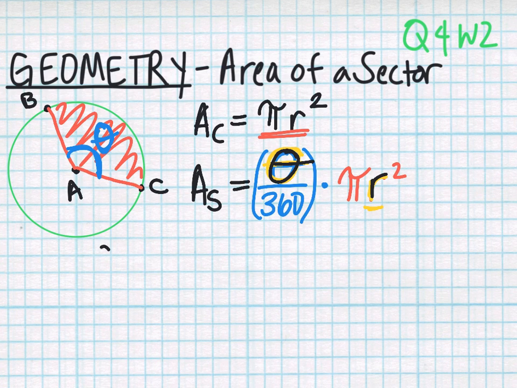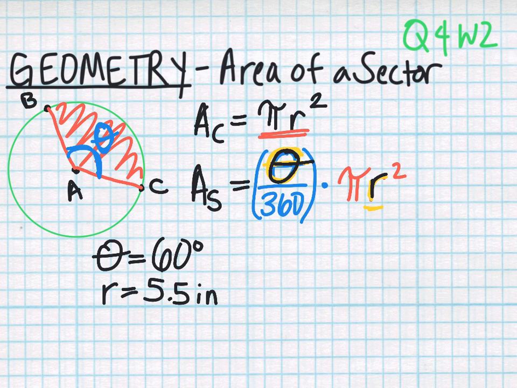So for this one, I'm going to say theta is equal to 60 degrees. And your radius is 5.5 inches. So now I can take this information here and easily plug it into this formula right here. So let's see what that looks like.